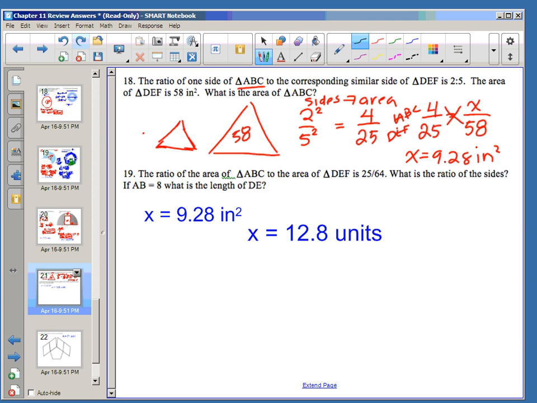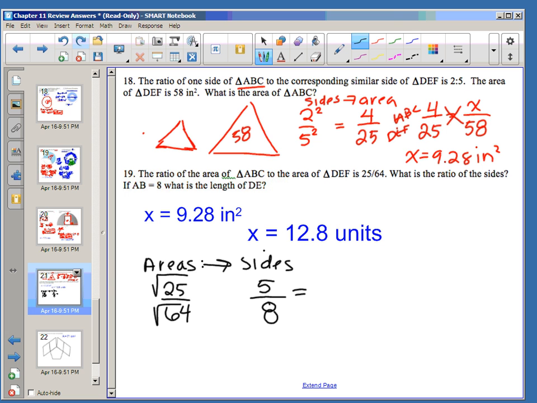and they're going to ask you what's the ratio of the sides, and then they're going to give you a side and say find the length of DE. So the ratio of my areas is 25 over 64. To go back to my sides, if I square to get the area, I'm going to square root to get my sides. So I get 5 over 8 as my ratio of my sides. I'm going to use that ratio to set up my proportion.